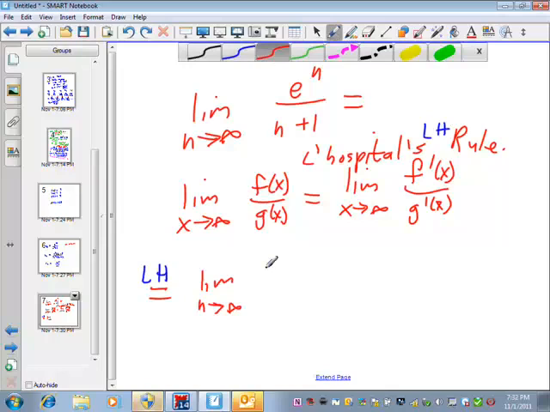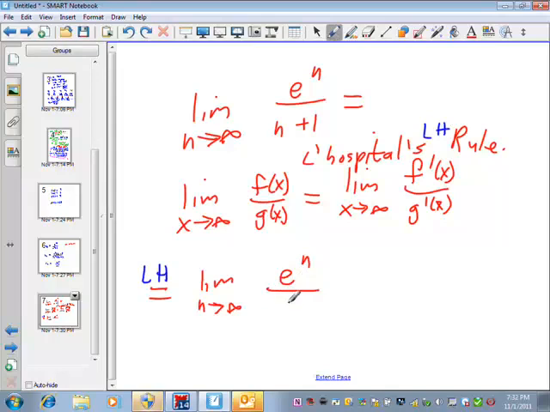That's equal to the limit as n goes to infinity of the derivative of e to the n, and that is e to the n, over the derivative of n plus 1 with respect to n, that is 1. Is it not n times e to the n? The derivative of e to the x is e to the x. Right? And this is infinite. That diverges.